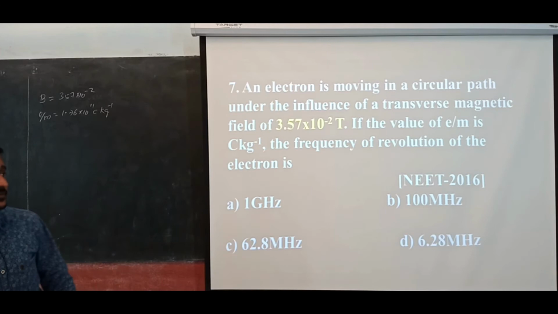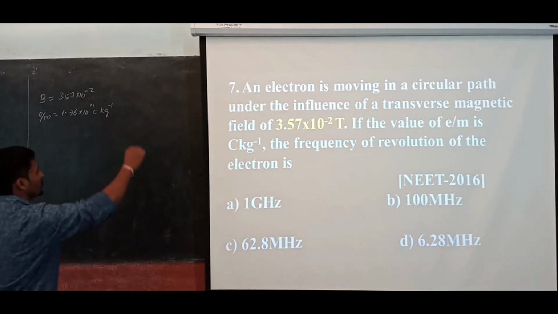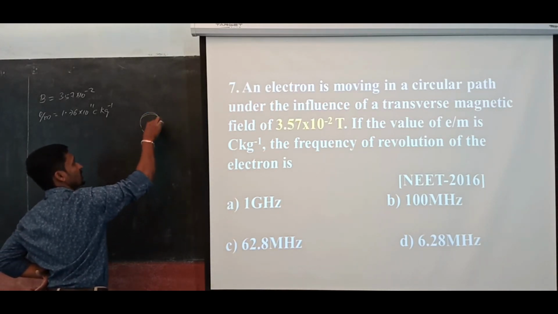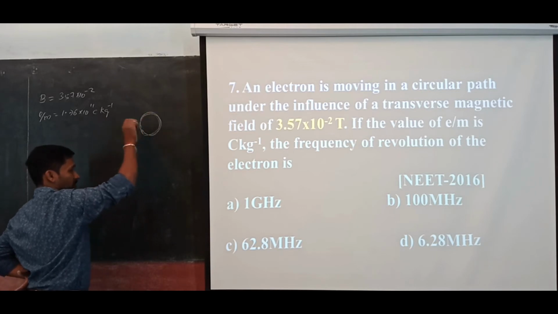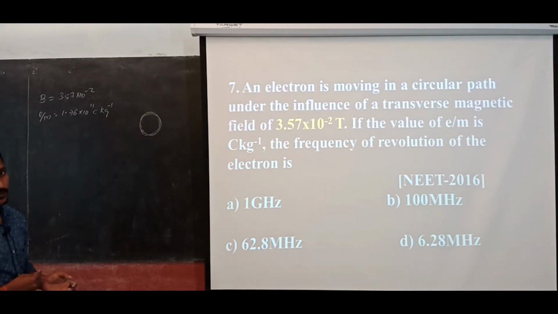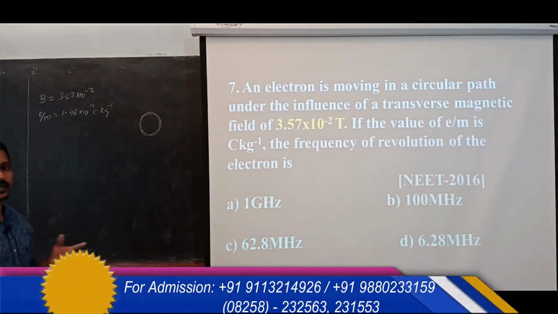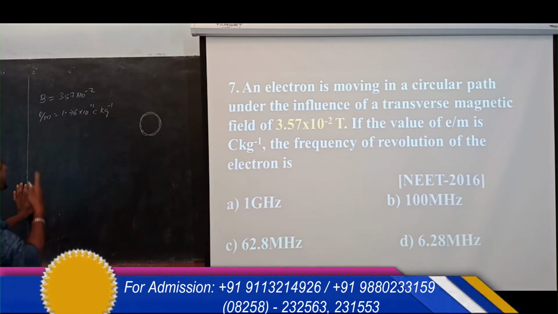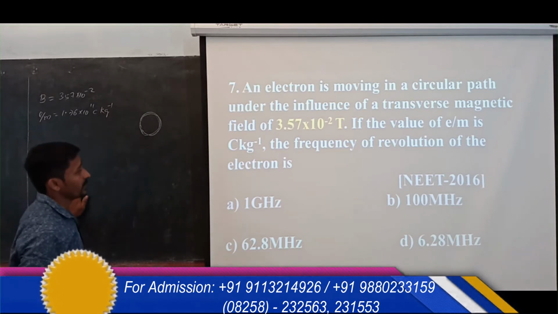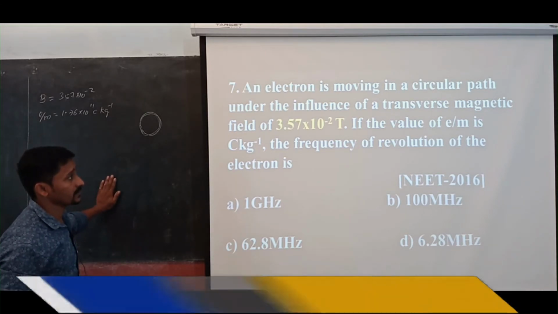Frequency you have to find out. What is frequency? So the electron is moving perpendicular, which means the charge is moving in a circular plane. When a charge is moving in a magnetic field, it takes a circle, right? Frequency of revolution you have to find out when it is subjected to 3.57 Tesla.